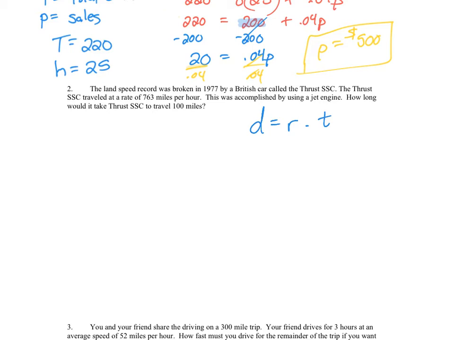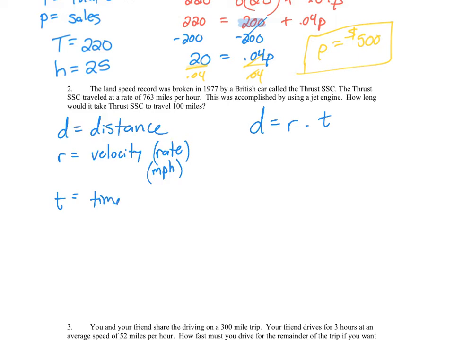And what they're telling us is that, so put over here, d equals distance, because we should always label what our variables are. R equals the velocity or rate. So how fast do you go? It's miles per hour, and t equals time. So they tell us that the distance we're going to travel is 100 miles. So d equals 100 miles. They also tell us that the rate that this car can travel is 763. So R, or the rate, is 763 miles per hour.